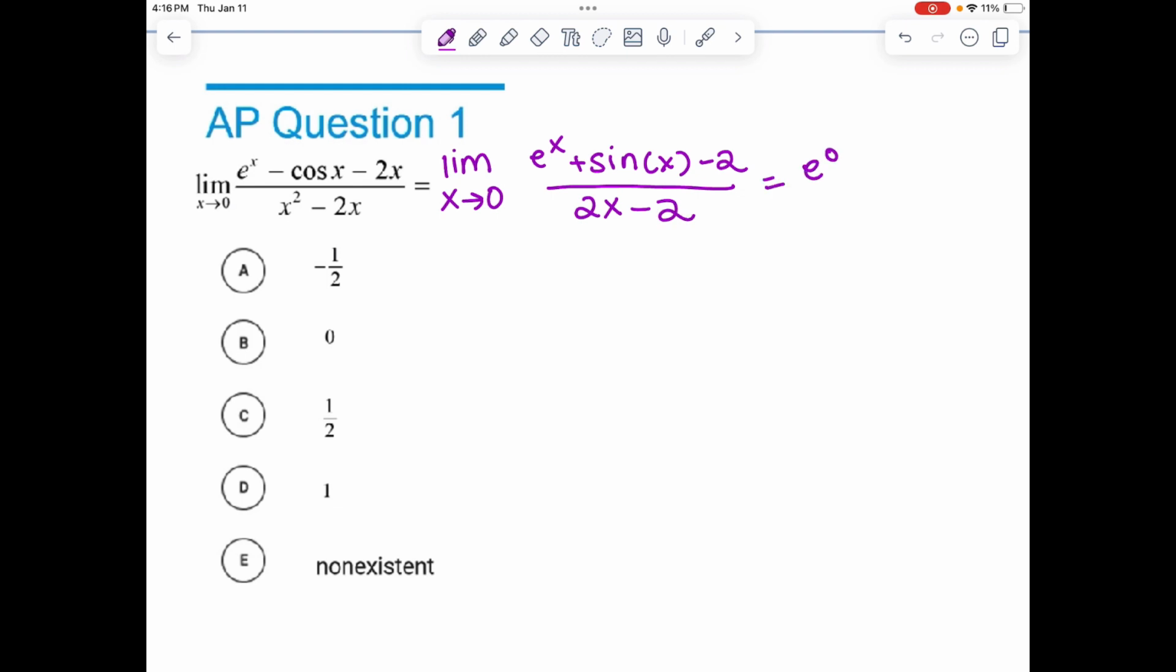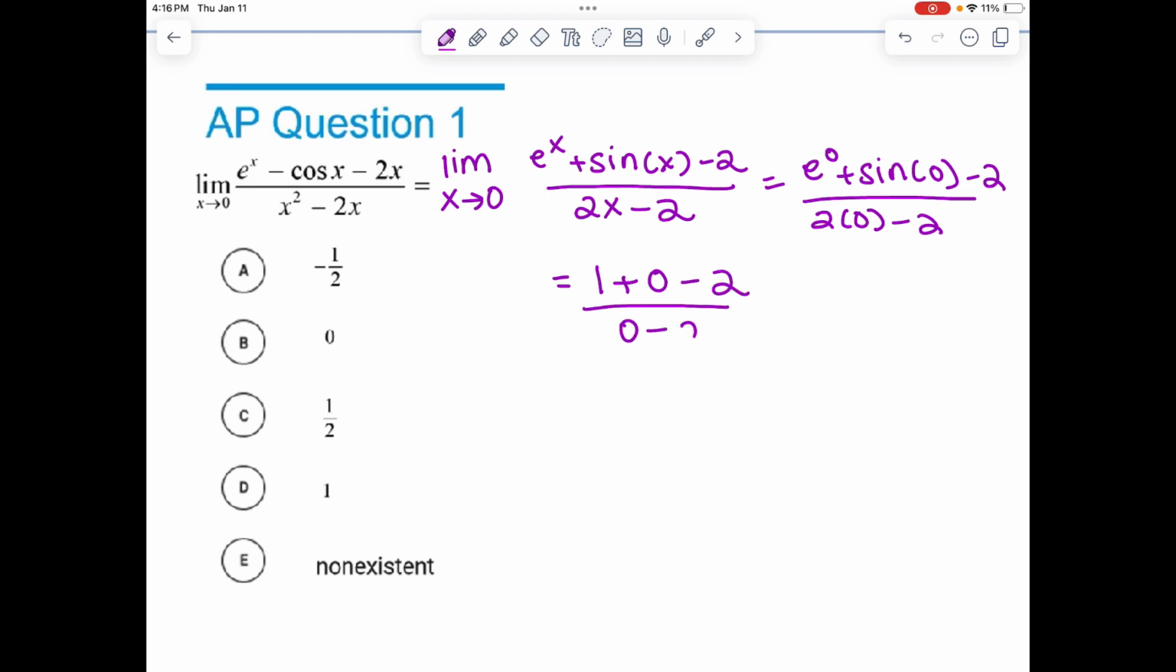So e to the 0 power plus sine of 0 minus 2, all over 2 times 0 minus 2. Anything to the 0 power is 1. Sine of 0, as we have talked about, is 0. Minus 2, 0 minus 2. I have negative 1 over negative 2, which equals positive 1/2. That's our answer. And so, not too bad.